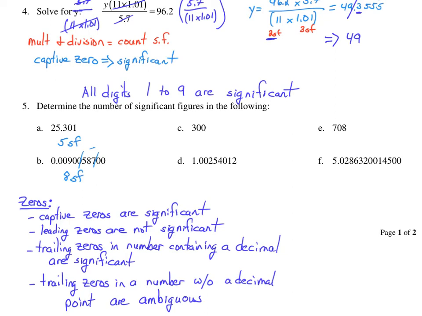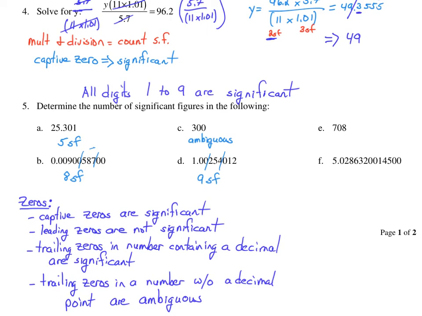In C, we have an ambiguous number of Sig Figs. We have trailing zeros that are in a number without a decimal point. Again, when we look at trailing zeros, we note whether or not there's a decimal point in a number, in which case they're going to count, or if there's no decimal point in a number, in which case our Sig Figs are ambiguous. In the next problem, we see that we have non-zero digits that are all going to count, and we have captive zeros. So we have 1, 2, 3, 4, 5, 6, 7, 8, 9 Sig Figs.